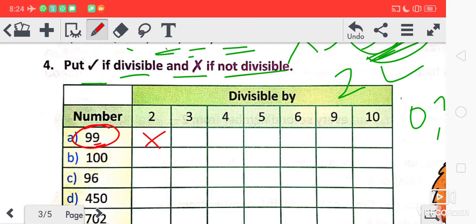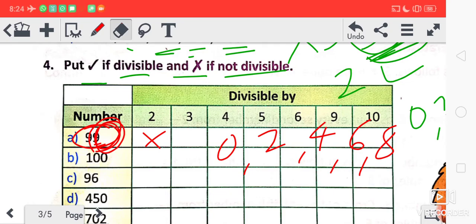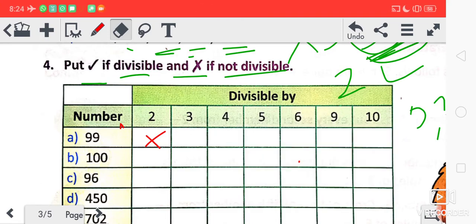For 2, what is the criteria? What should be the last digit? Either 0, 2, 4, 6 or 8. But here the last digit is 9. So it is not divisible by 2. So we are putting a cross mark here because 99 is not divisible by 2.